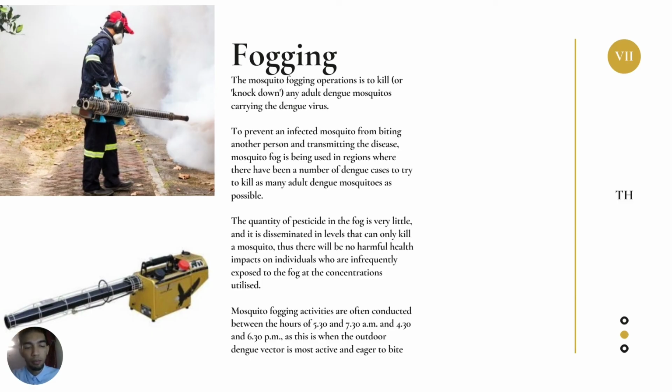Third is fogging. The goal of the mosquito fogging operation is to kill or knock down any dengue mosquito carrying the dengue virus. After biting and sucking blood from a dengue-affected person, a mosquito becomes infected with the virus. Fogging aims to prevent infected mosquitoes from biting another person and transmitting the disease. Mosquito fog is used in regions where there have been a number of dengue cases, to try to kill as many of the dengue mosquitoes as possible.